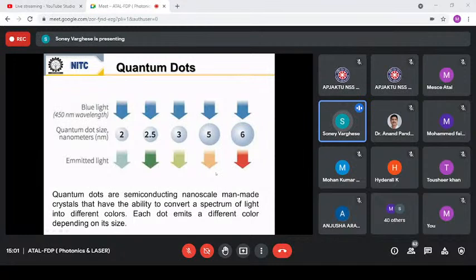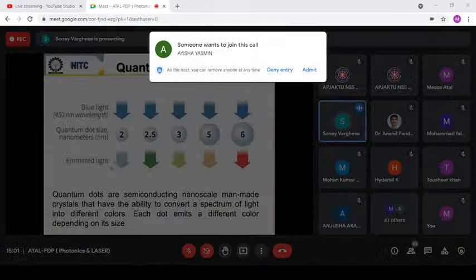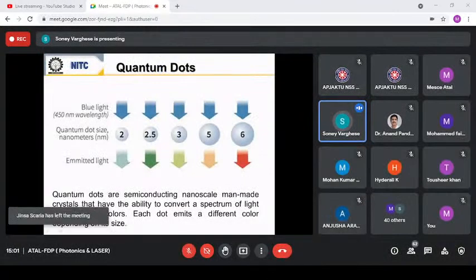So as you know, quantum dots are nothing but semiconducting nanoparticles of very small size. I am just showing you some quantum dots with different colors. You can see a blue light as an excitation at 450 nanometers. And the quantum dot sizes are 2.5, 3, 5, and 6 nanometers, right? The wavelength of emitted light will vary depending on the size. Usually, the smaller the size, the larger the band gap of these quantum dots, so you'll get a blue light when the quantum dot size is small, right?